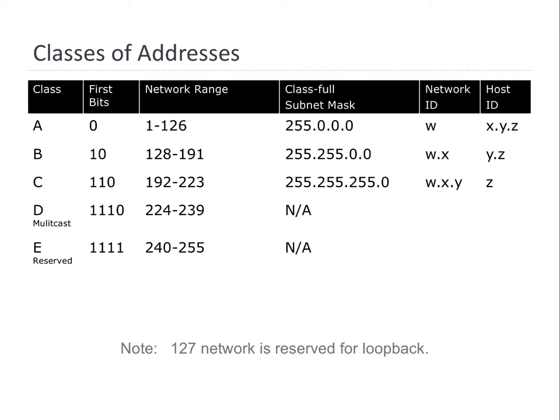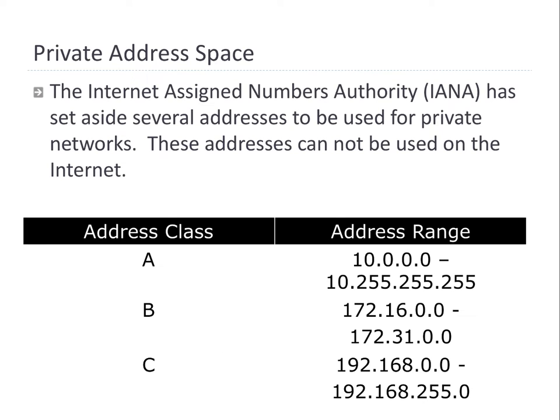Among our IP addresses, we have different classes of addresses that represent the first 3 numbers: 1 to 126, 128 to 191, and 192 to 223. Also, we need to be aware of the private address space.